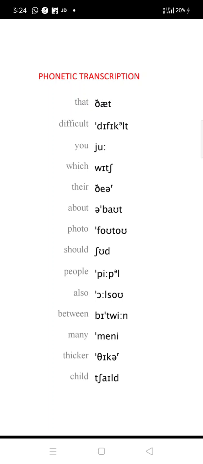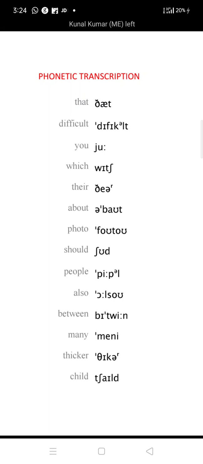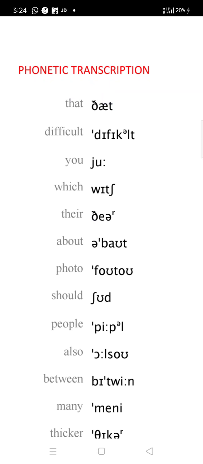Next again e, and then k. Next l, and finally t. Okay, and here you can see there are 7 sounds, and you have to write down 7 symbols of the sounds. And also you have to put stress on the proper syllable, and for that you have to divide the word into syllables at first, and then you have to put stress.